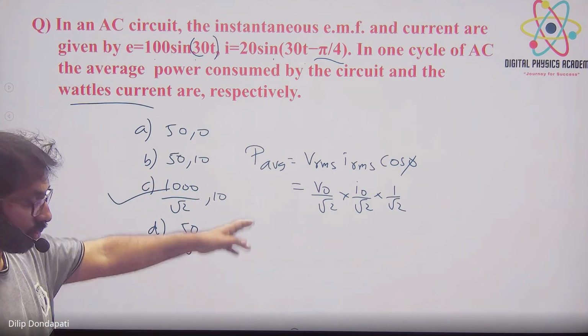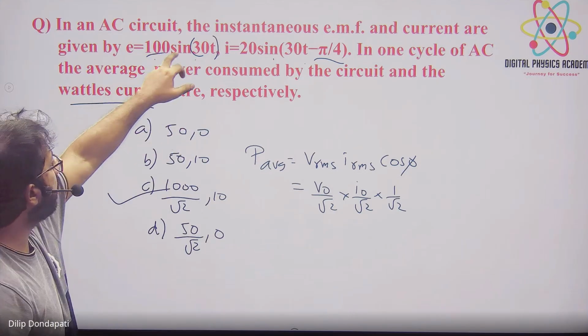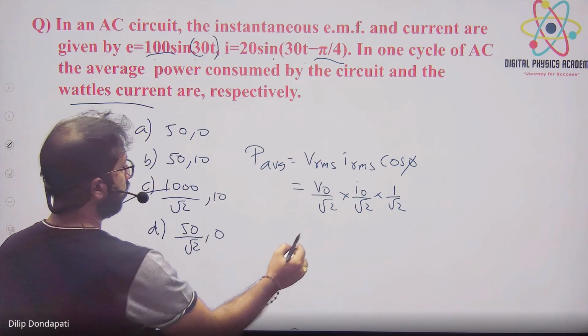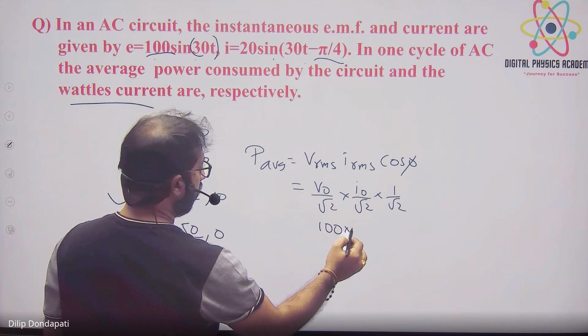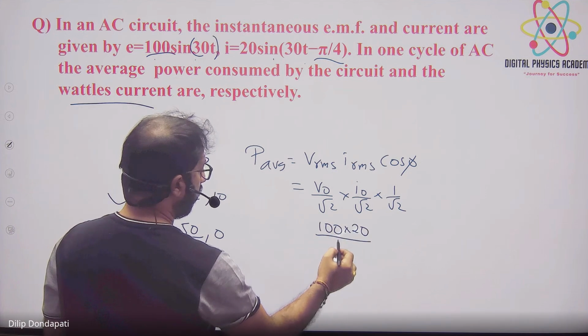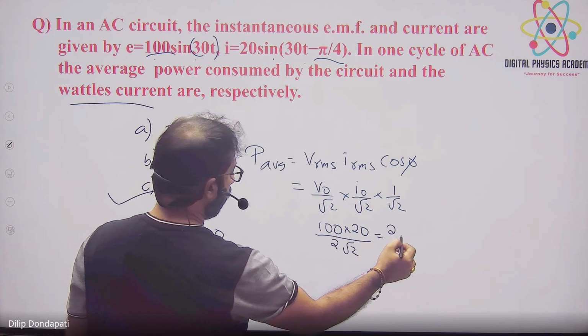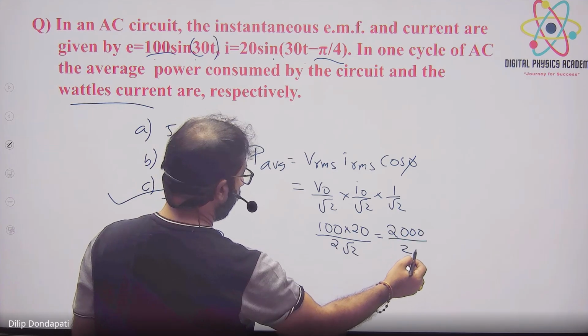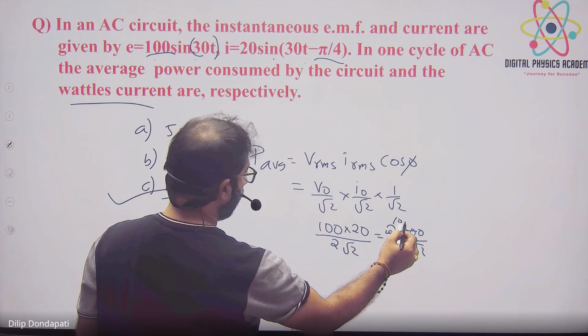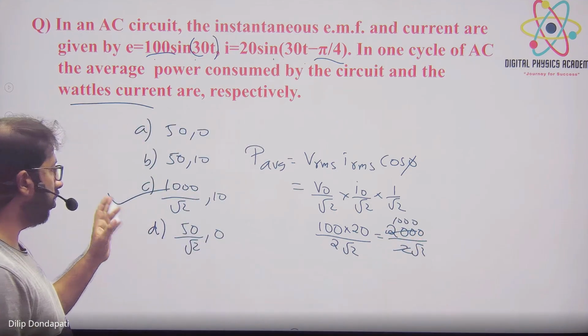Right? Now substitute the values. V naught is 100, I naught is 20. So 100 into 20 by 2 root 2. So it is 2000 by 2 root 2. So 1000 by root 2. So इधर तो एक ही ऑप्शन है 1000 by root 2 राइट कर सकते हैं.